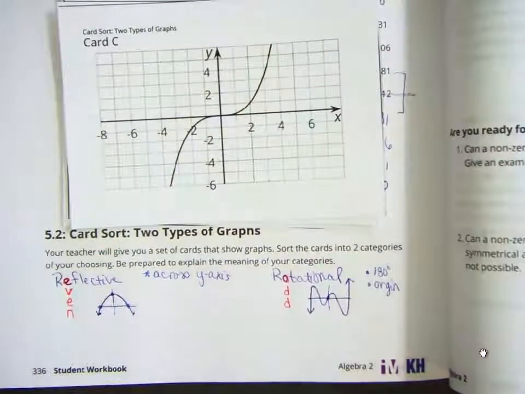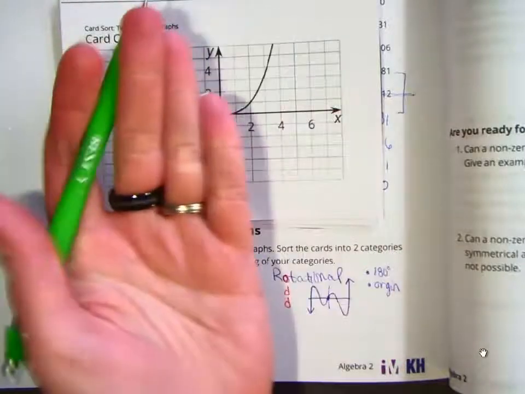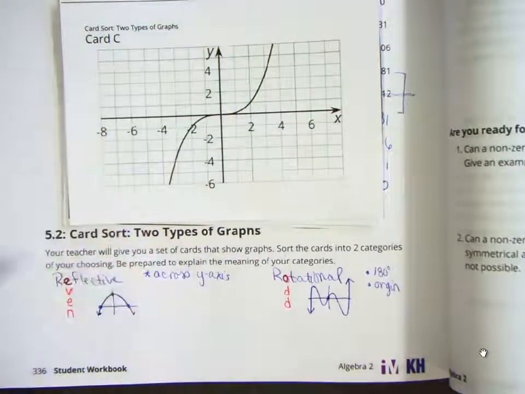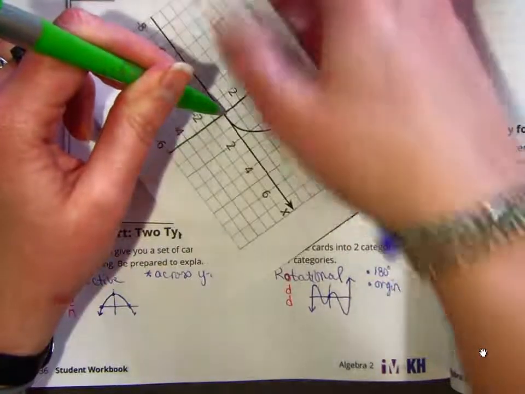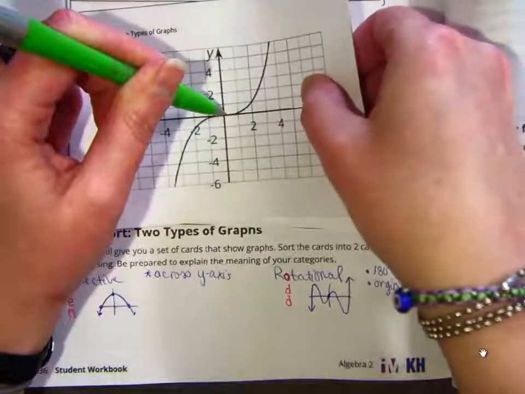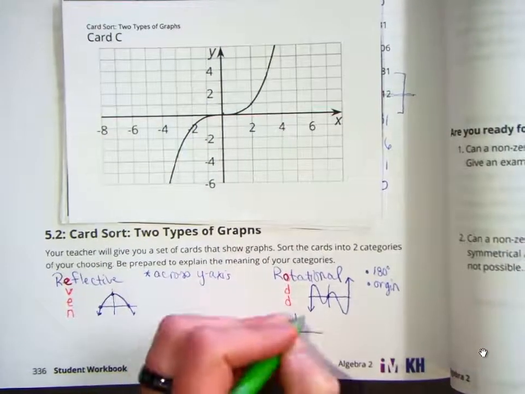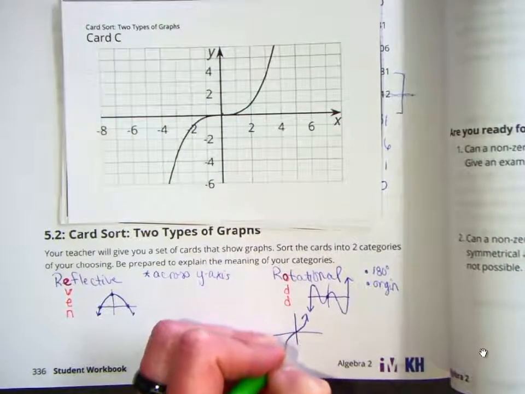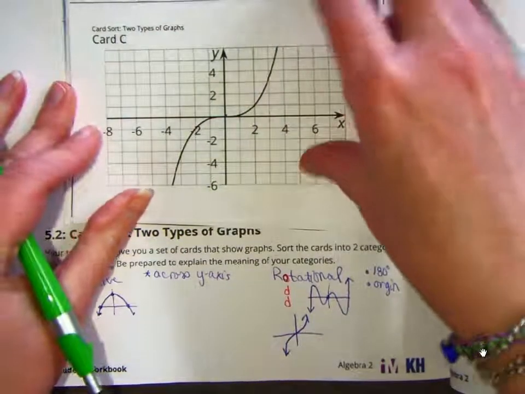Here's graph C. We can see that this thing, it's not reflecting the same thing side to side, but it is rotating around. So if I were to trace that and rotate it all the way around, it would be the same looking graph, right side up, and rotated all the way around. So let's sketch this one in our rotational column, going through the origin and spinning back and heading back down.